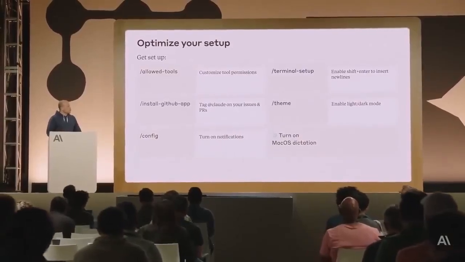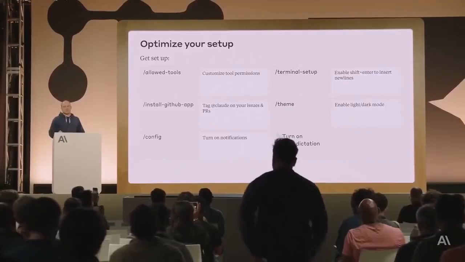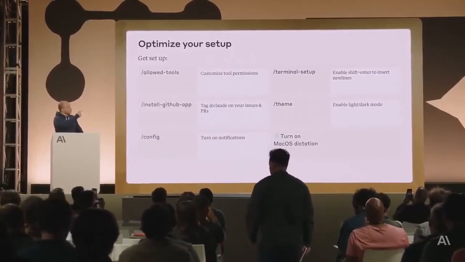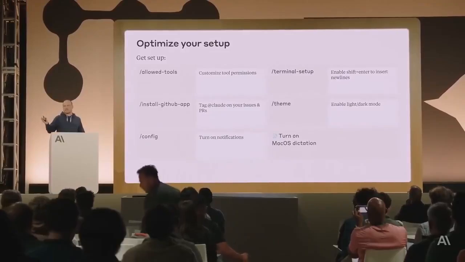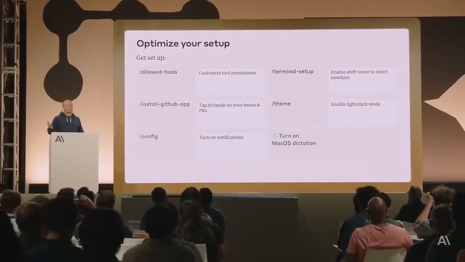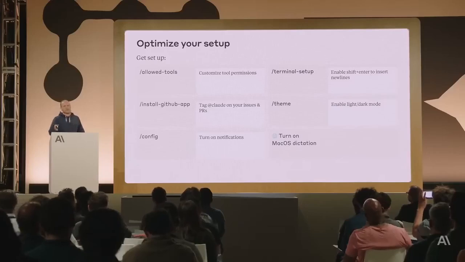As you open up Quad Code for the first time, there are a few things that we recommend doing to get your environment set up. And these are pretty straightforward. Run terminal setup. This will give you Shift-Enter for new lines, so you don't have to use backslashes to enter new lines. It makes it a little bit nicer to use. Do /theme to set light mode or dark mode or Daltonize themes.